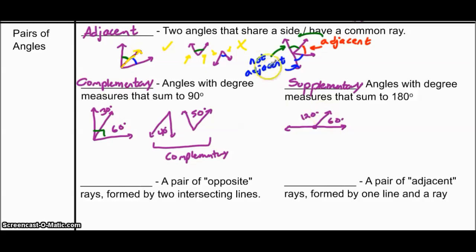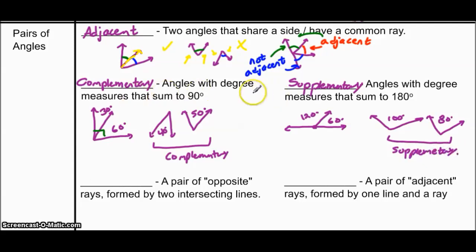These two angles are supplementary because they add up, or sum, to 180 degrees. But just like before, they don't have to be adjacent. You could easily have a 100-degree angle and maybe an 80-degree angle right there. And together, these two angles would be supplementary because they add to 180 degrees.